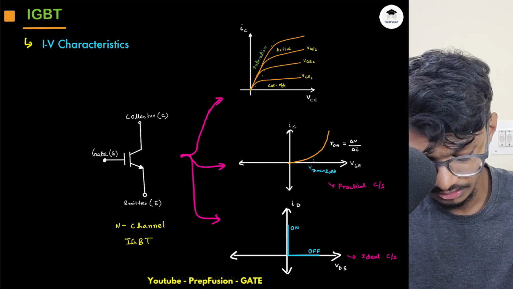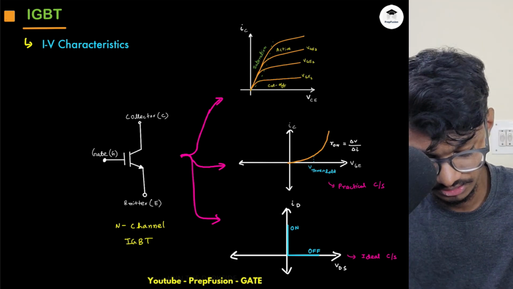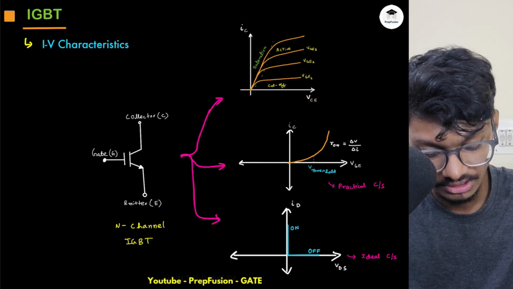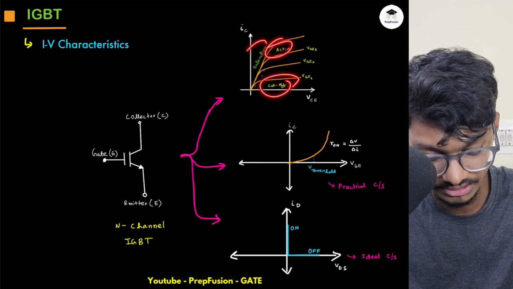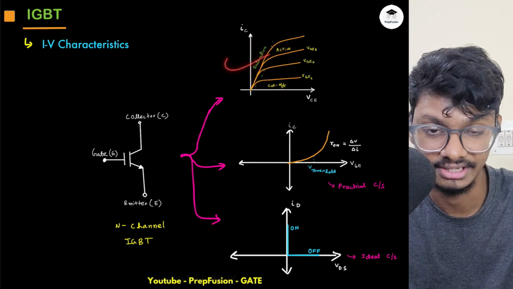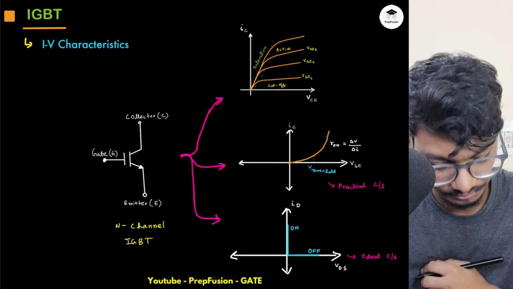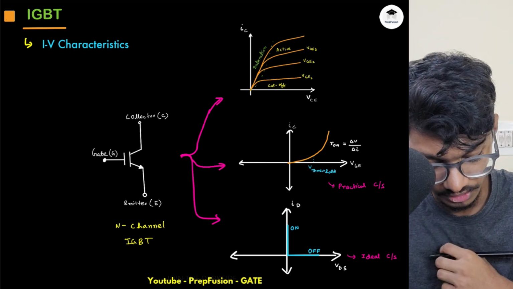These are the IV characteristics, and this is almost similar to a BJT, but a bit different in the active and cutoff region. All these things, that is the saturation region. This characteristic is similar to a BJT, right? So this you have to take care of.